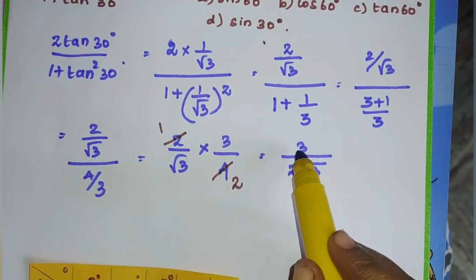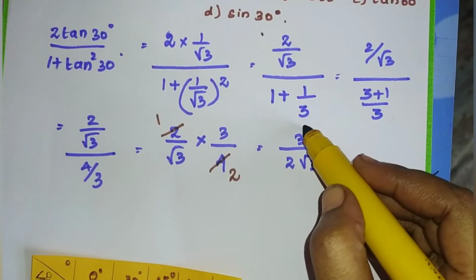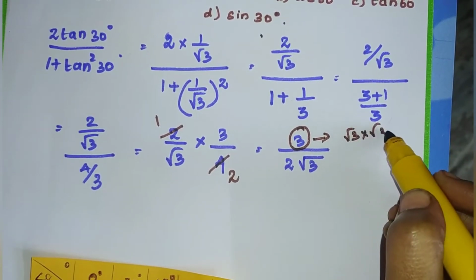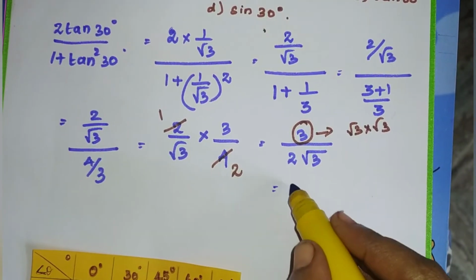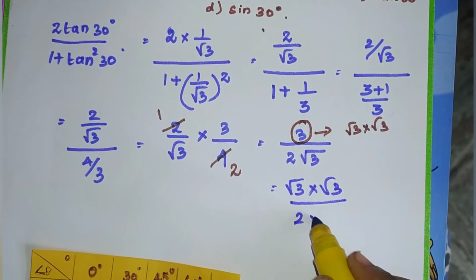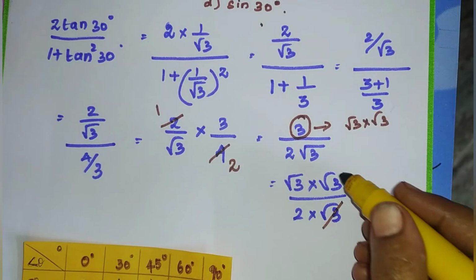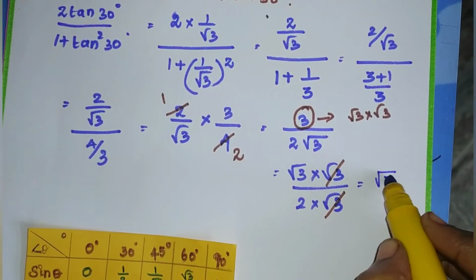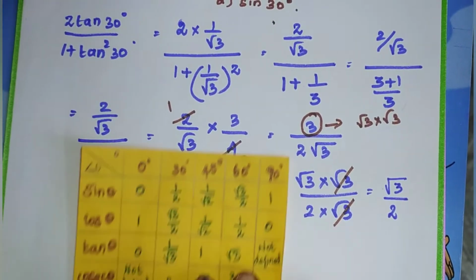How can we simplify this 3? We can write it as root 3 into root 3. Root 3 into root 3 is what? 3. So I am going to write root 3 into root 3 divided by 2 into root 3. Now we can cancel one root 3 with root 3. So it is equal to root 3 divided by 2.